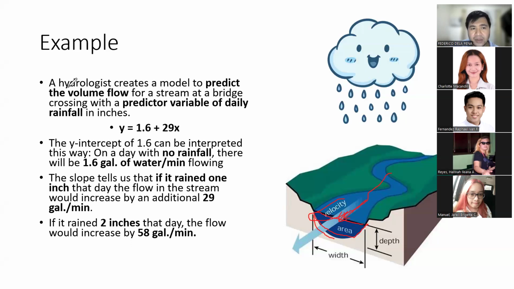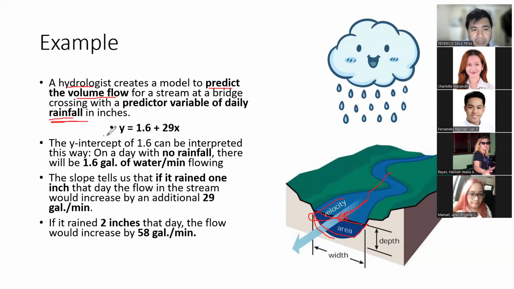That's why the hydrologist tried to link or predict the volume of the river flow based on the daily rainfall data. Rainfall data is a lot easier to measure. Right? You just need to have a rain gauge. It could be an automated one, could be a manual. It doesn't matter. It's relatively easy to obtain.